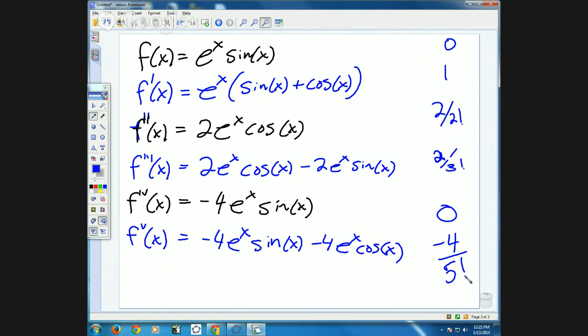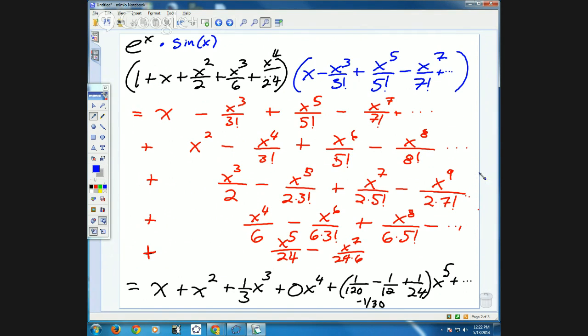Okay. So, how are we doing? Good. Okay, so I just want to show you the way I did it back here. Take a break for a sec. To pull this off, you can multiply 2 infinite series. It just takes a while.